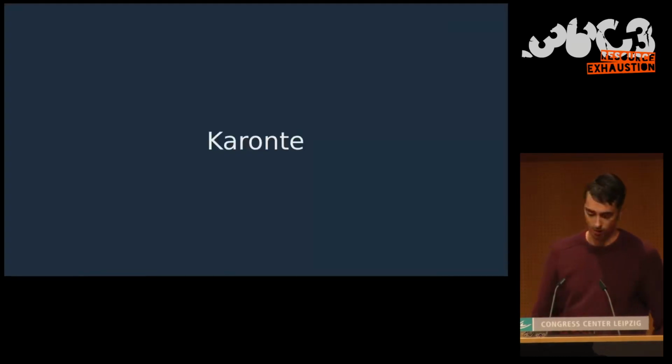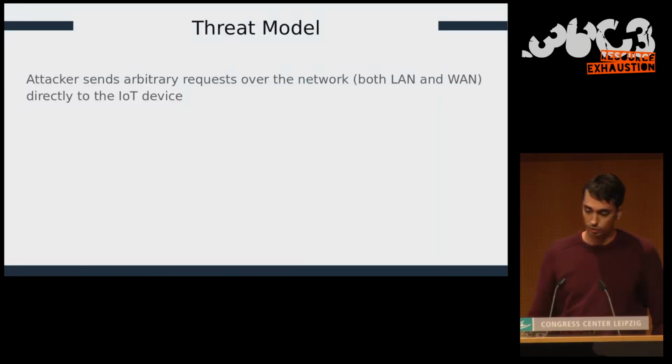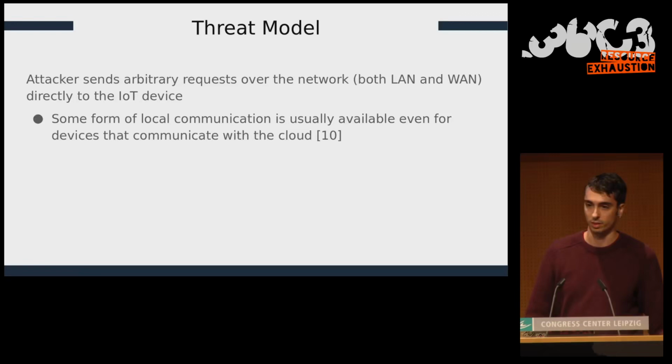Okay, let's talk about our work. Before starting to talk about Caronte, we define our threat model. We hypothesize that the attacker sends arbitrary requests over the network, both LAN and WAN, directly to the IoT device. Though we said before that sometimes IoT devices can communicate through the cloud, research showed that some form of local communication is usually available, for instance, during the setup phase of the device.